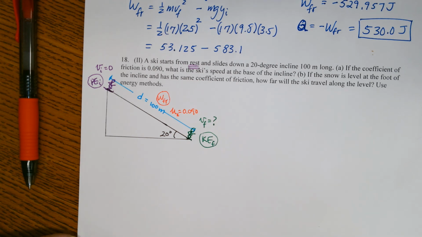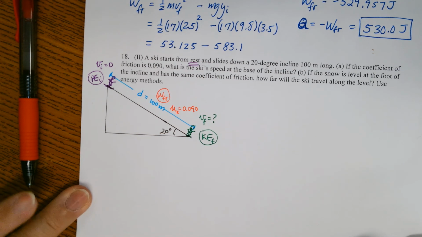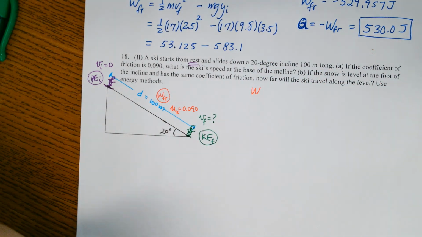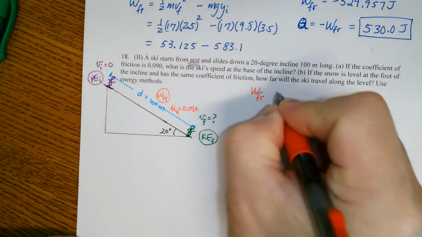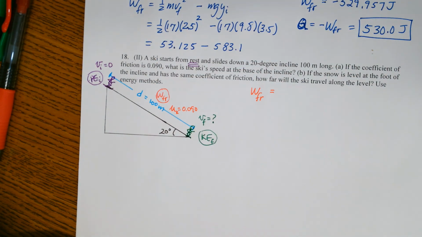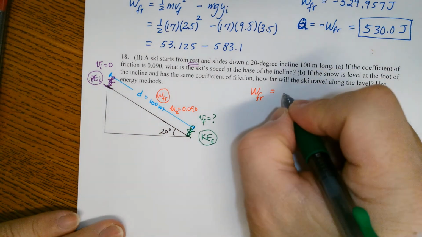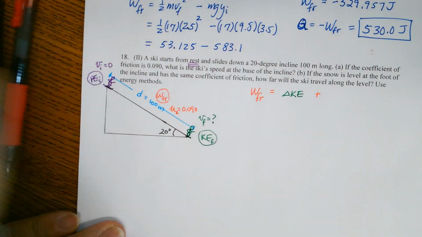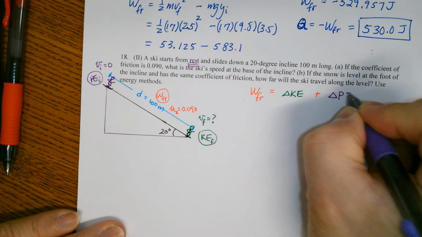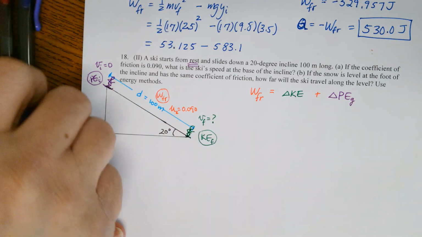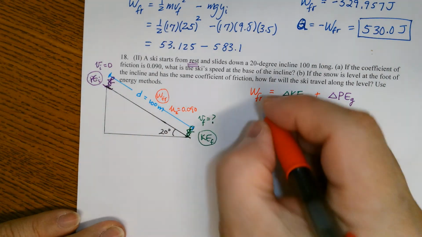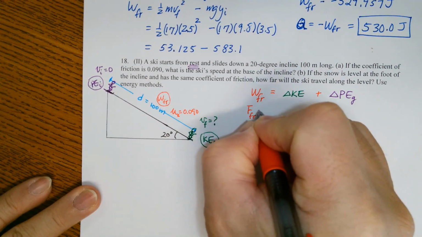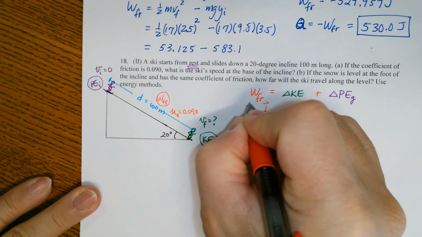Therefore, we can start by saying, okay, so the work done by friction is equal to, right? There's definitely change in kinetic energy, right? Plus, there's definitely change in potential energy, gravitation. So, work done by friction is equal to F friction dot D. It's a dot product, remember that.